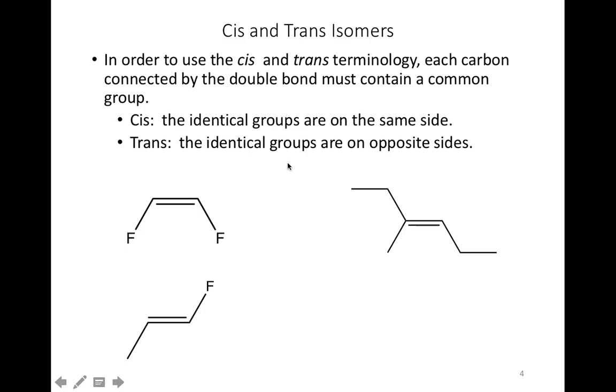And so I think this reiterates what we just talked about. For cis, the identical groups are on the same side. Trans are on the opposite side. Right. So in this case, both fluorines are down. So that's going to be cis. In this case, my common group is I have an ethyl group and an ethyl group. They're on opposite sides. One's up, one's down. So that's trans. Right. At first glance, it may look like we don't have identical groups, right? Because a fluorine is not the same as a methyl. But we got to remember we got hydrogens coming off, and so the hydrogens count as groups. And so one hydrogen's up, one hydrogen's down. So that's going to be trans.